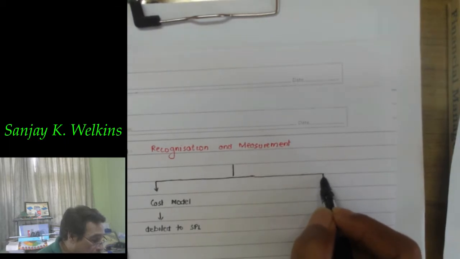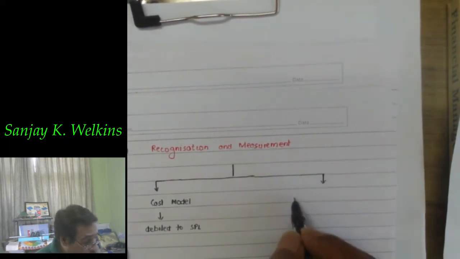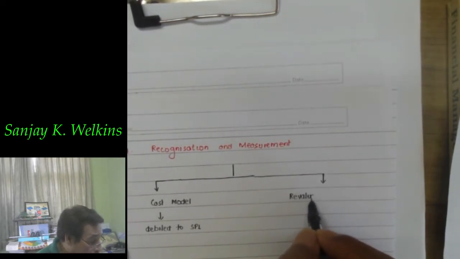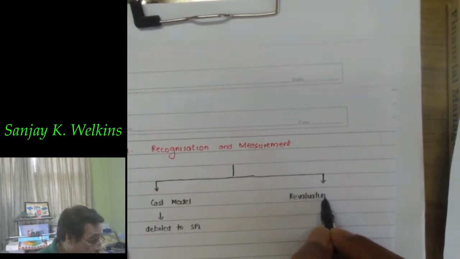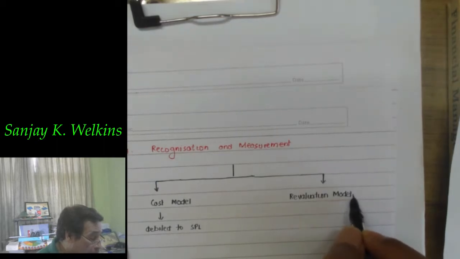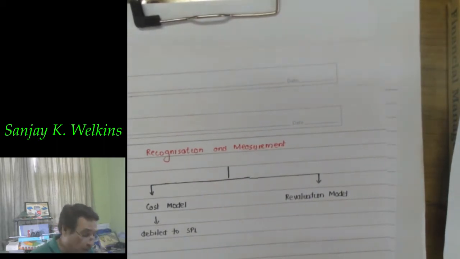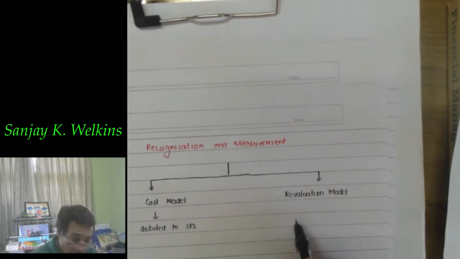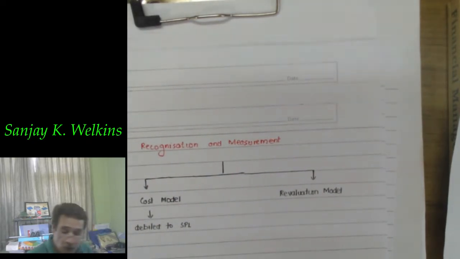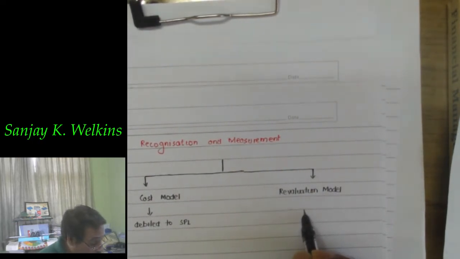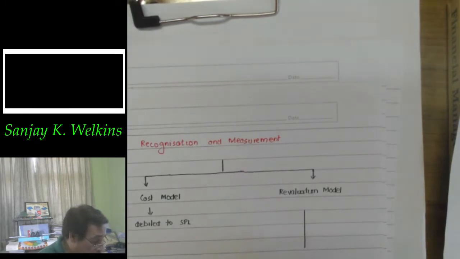Suppose also when we follow revaluation model. If our entity is following revaluation model, then how are we going to recognize the impairment loss? So in this case, there may be two situations. I'm looking for a scale right at this moment. It's not lying in front of me, so I will use this way.